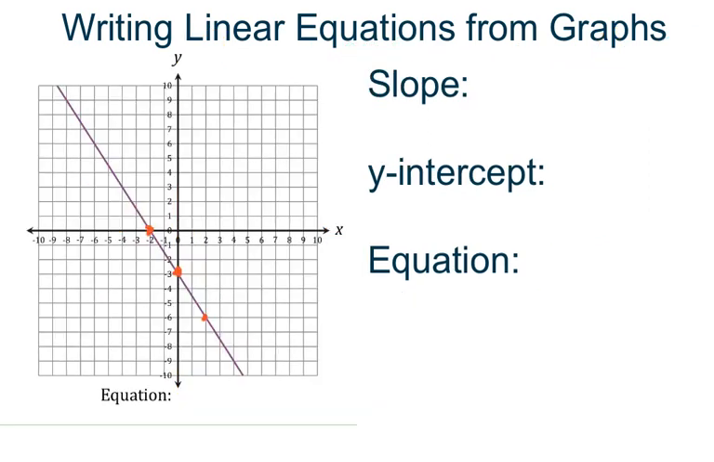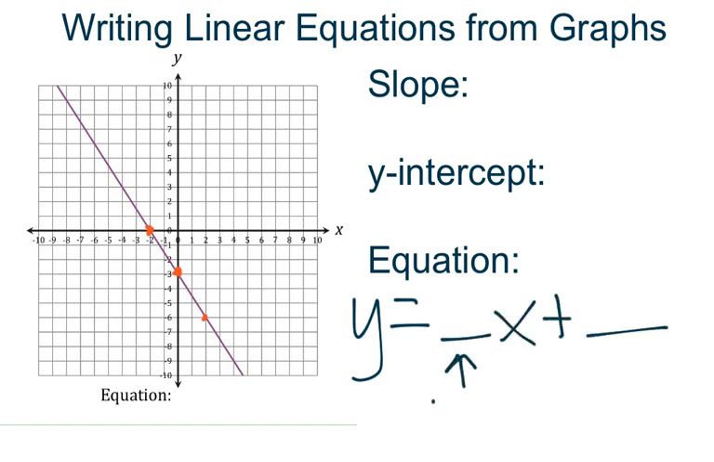Okay, let's look at the next one. So same thing, we're going to do y equals blank x plus blank. This is going to be our slope, or m as we called it, and this is going to be our y-intercept, or b. Again, we'll start with the slope.